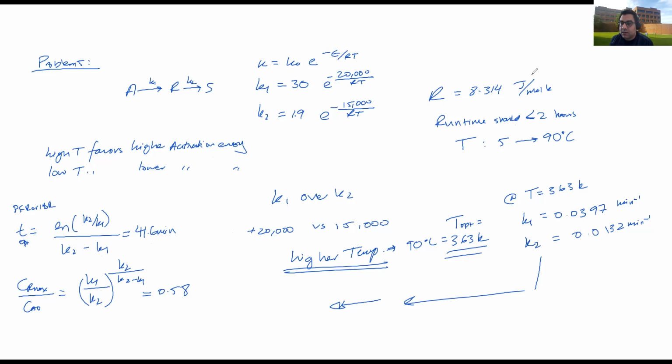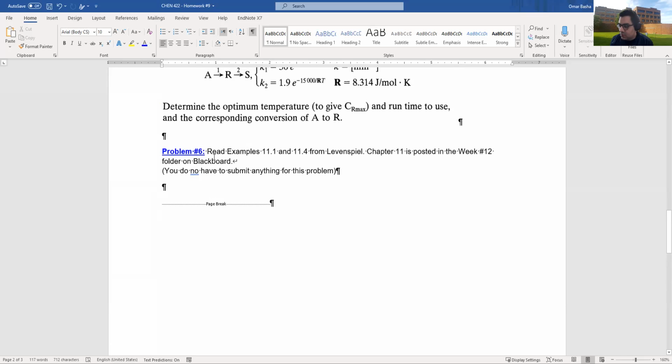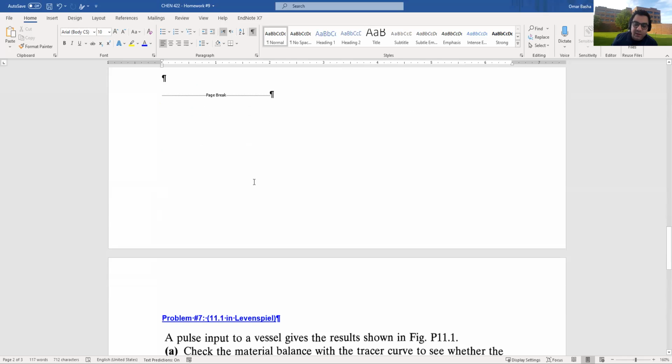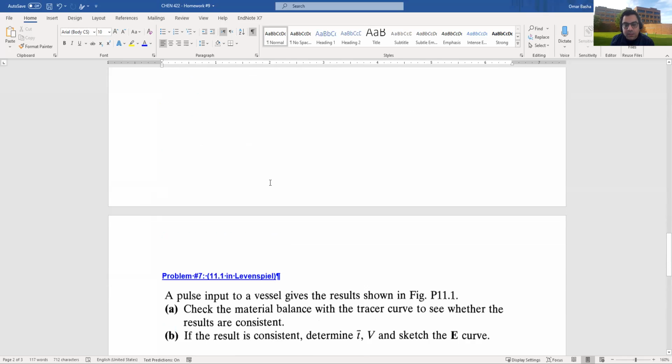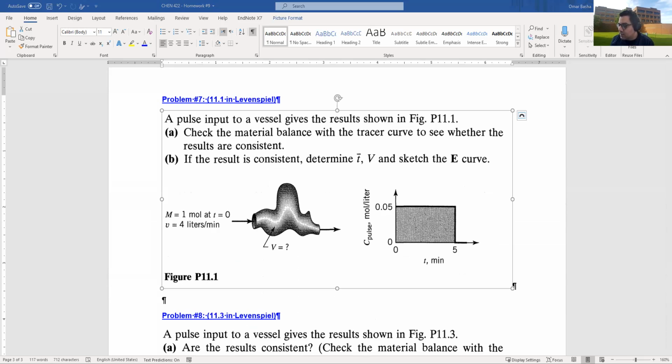Okay, let me save the screen. Let's clear all the drawings here. Let's go back to the homework and continue. So problem 6, read examples 11.1 to 11.4. Read these examples. They give you an insight into the non-ideal scenarios, and it's good to get a good idea of what's going on when it comes to non-ideality.